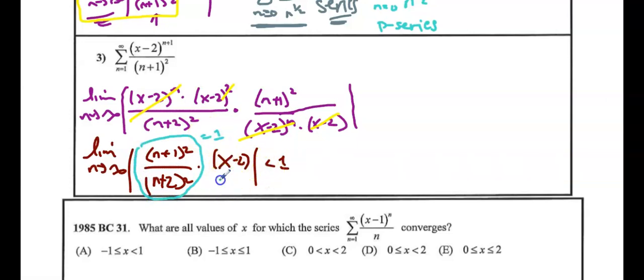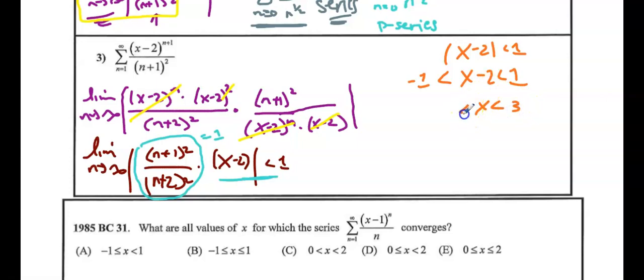And so all I need to then worry about is the fact that x minus 2, that absolute value, must be less than 1, which means that x minus 2 must be less than 1 and greater than negative 1. X must be less than 3, and it must be greater than 1. So again, this is going to be our interval of convergence. We see the center in this particular example is at 2. It's halfway between 1 and 3, and our radius is going to be equal to 1.